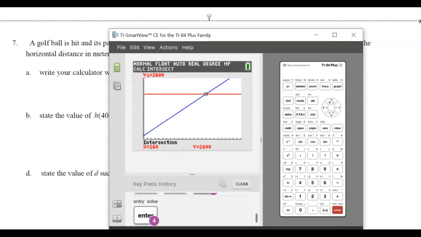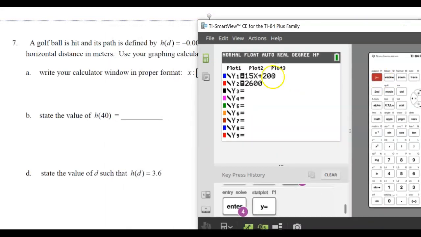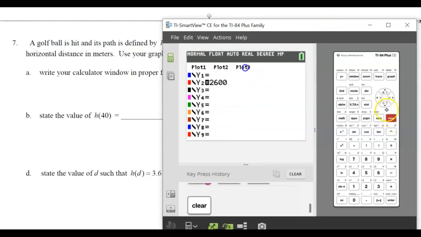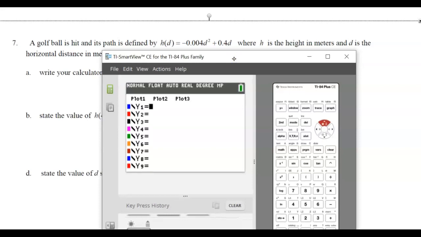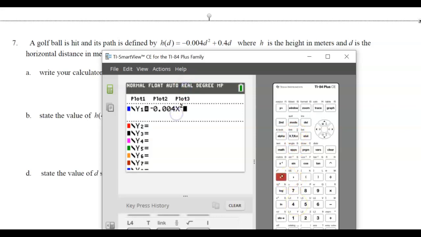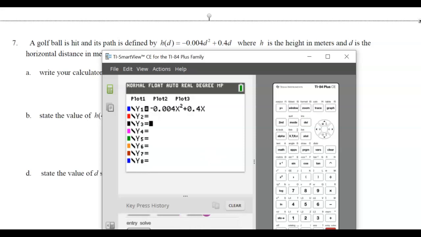So go to your calculator. I'll start with TI again. Go to y equals, clear off whatever you have there. And enter that equation. So h now is going to be y, and then negative 0.004x squared plus 0.4x. Okay, I think that's the same. Okay, so enter on that.